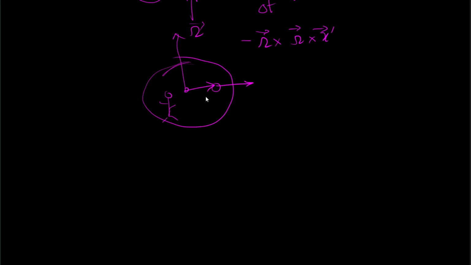So this is x prime. So omega cross x will be in this direction, and omega cross this is in this direction. So omega cross x is actually in this direction. So this is the direction of omega cross x, but the minus of it is in this direction. So it appears that there is an outward force which is trying to throw away the object.